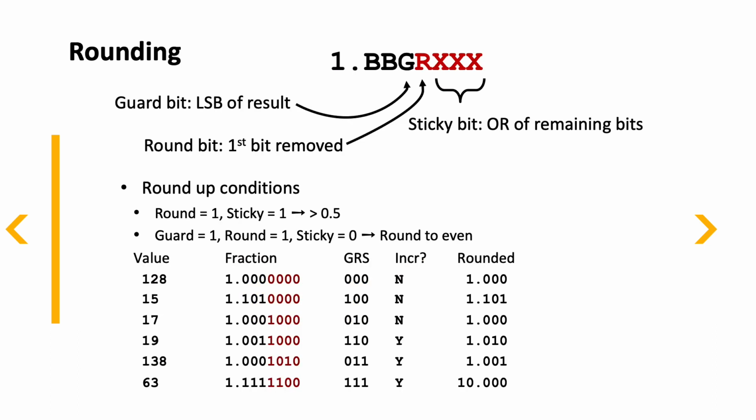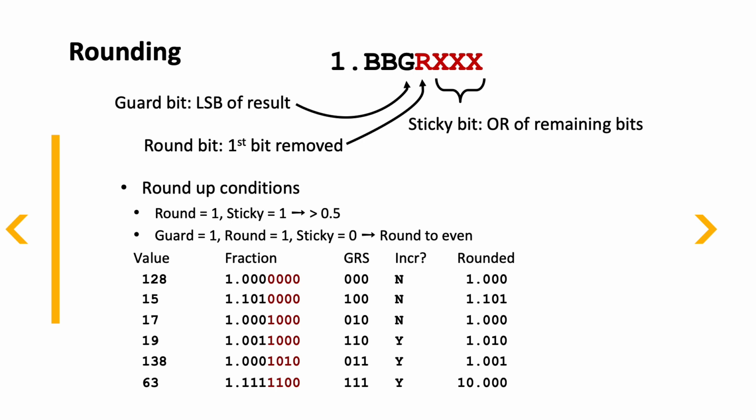Now, our next step is rounding. We only have so many frac bits available, so we've got to make our numbers fit into what we have. A nice, easy way to figure out how we're going to do this is by setting something called guard bits, round bits, and sticky bits.